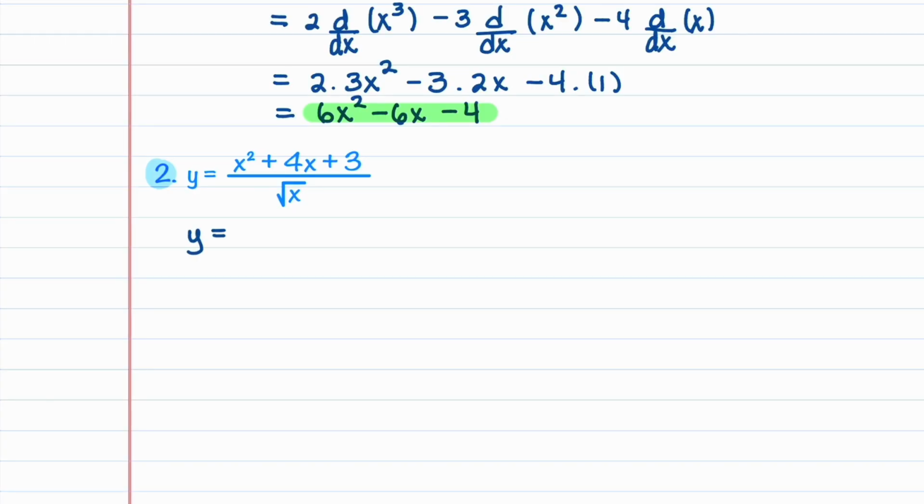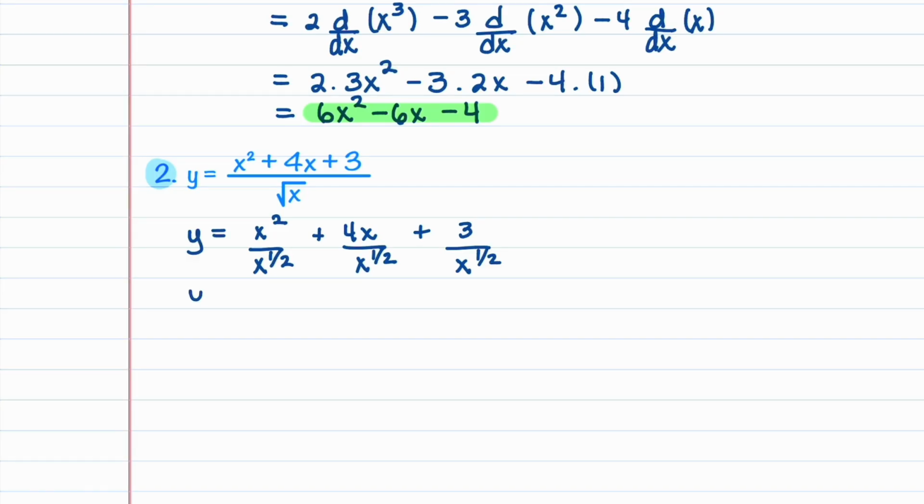This gives us y is equal to x squared divided by x to the 1/2, plus 4x divided by x to the 1/2, plus 3, all divided by x to the 1/2. We can split this up because we only have one term in the denominator.